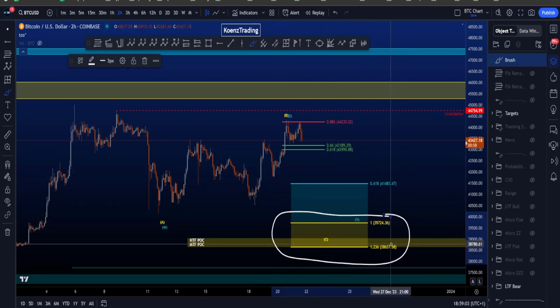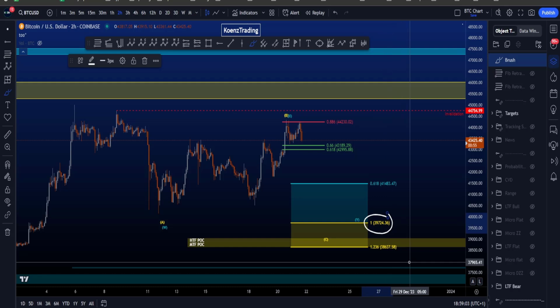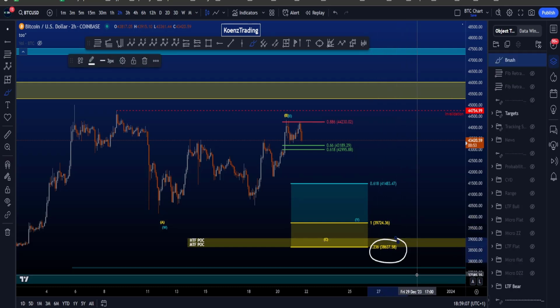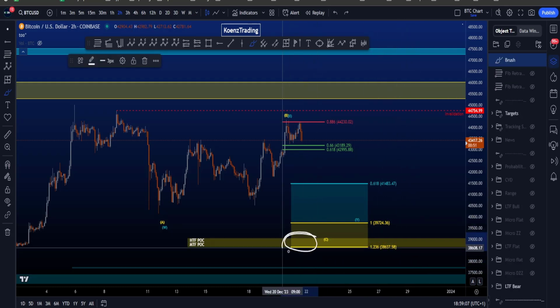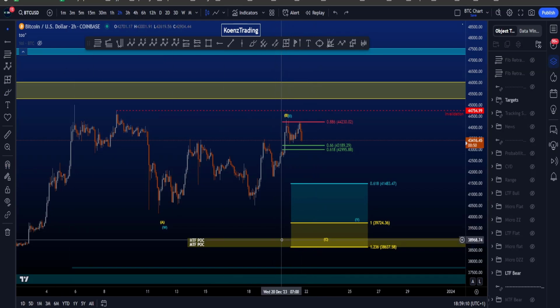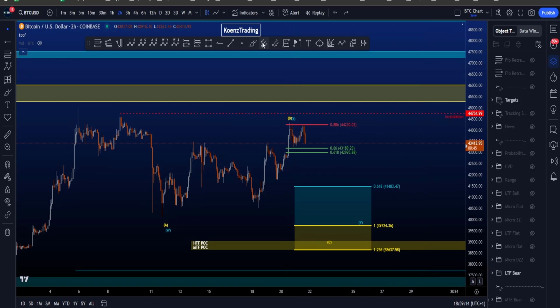where the most common target for wave C is between the 1 and the 1.236, which is between 39.7k and 38.6k, which also includes this golden support box over here, which is very nice, sitting between 38.6k and 39k.